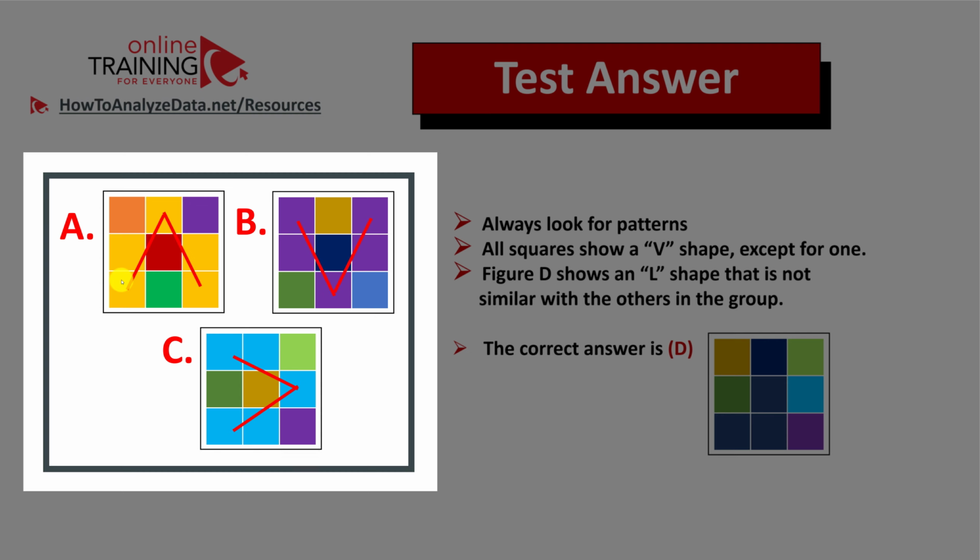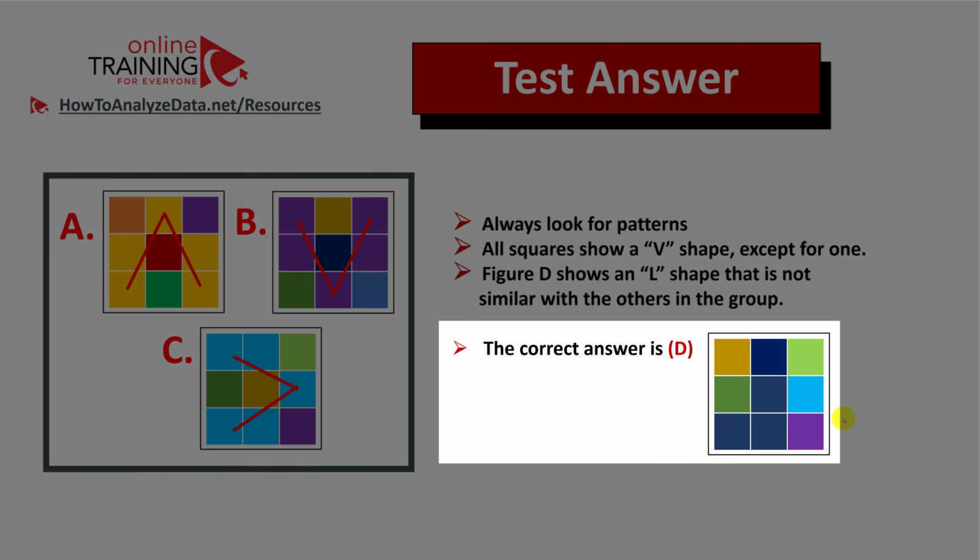In this particular case, you see that we have a V pattern, and choices A, B, and C all have V patterns in the different dimensions. And choice D, in this case, does not have a V pattern. Maybe you can imagine some letter, maybe in another alphabet, but I don't see anything in English that you can imagine here. So the correct answer here is choice D.